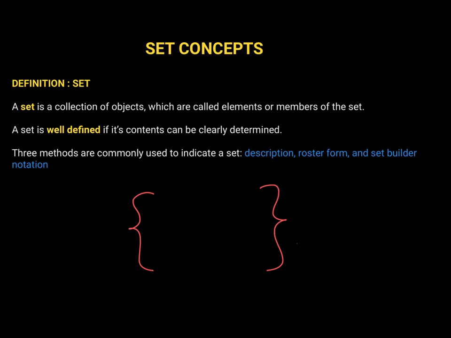All right, there's 3 methods we're going to go through all 3 in this lesson that we use to indicate a set. First is description. Next is roster form. And then set builder notation. Each of these are really important. Let's jump into the first example.